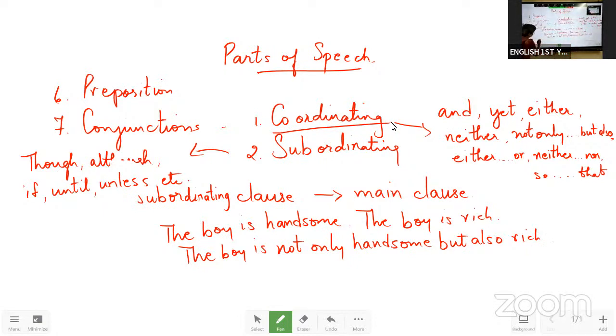Subordinating conjunction. It rains. The match will be cancelled.